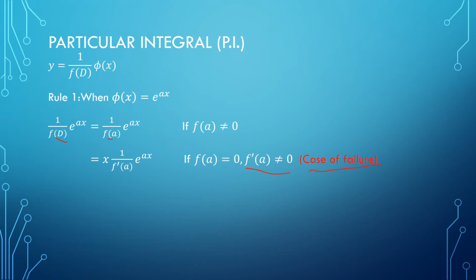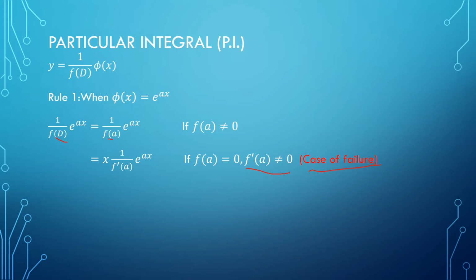Now why are we getting f of a as 0? This f of a will be 0 provided your e to the power ax is already a part of the complementary function. If it is a part of the complementary function, that means this is another repetition. That's why, to make it independent, I have to multiply it with x. So x into 1 upon f dash a, e to the power ax. That is how I apply the rule.